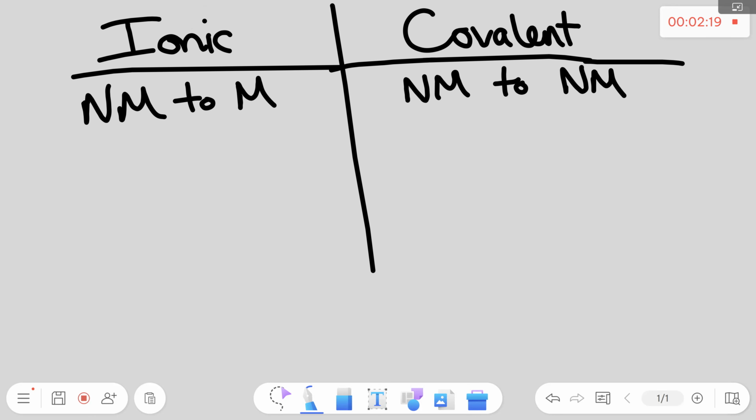So the first example I'm going to do, I need to grab my periodic table. I don't know where it went to. Right here. Kai stole it. Okay.